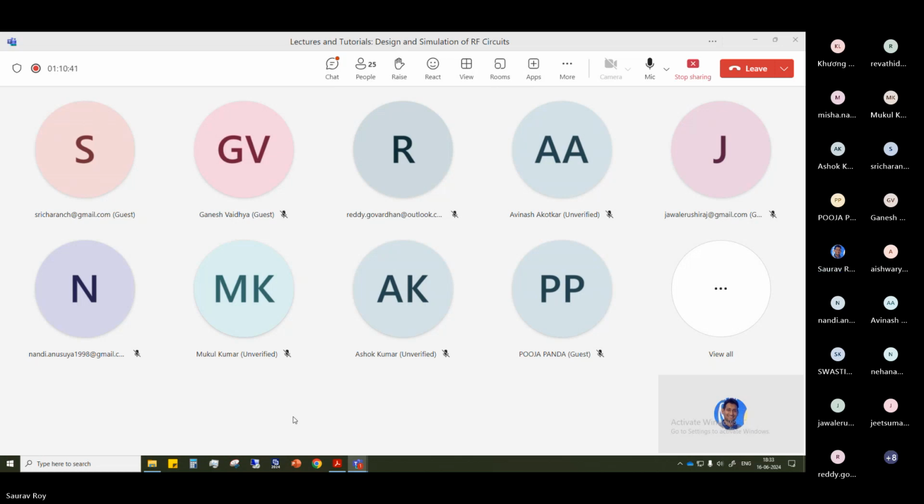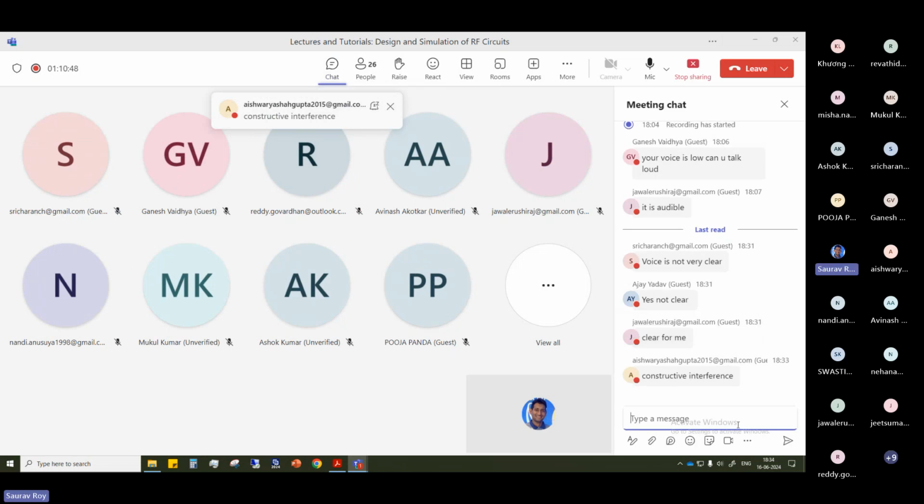Anybody else? Yes, somebody has pointed out correctly: constructive interference as well as destructive interference. If you take only one single patch antenna or one single horn antenna, the beam is almost equally distributed. It has very good beam coverage over a wide region.